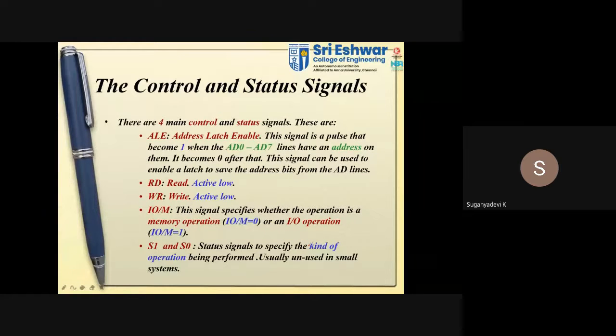Next, control and status signals. What are all the control signals? We have address latch enable, read signal, write signal, input output, and memory. And status signals S0 and S1. This status signal S0 and S1 is to specify the kind of operation being performed. It is similar to your flag register. Depending upon the operation done by your processor, this status signal will get set or reset.